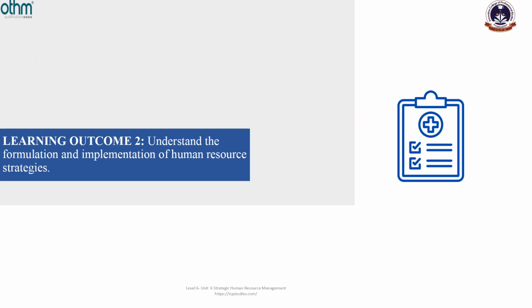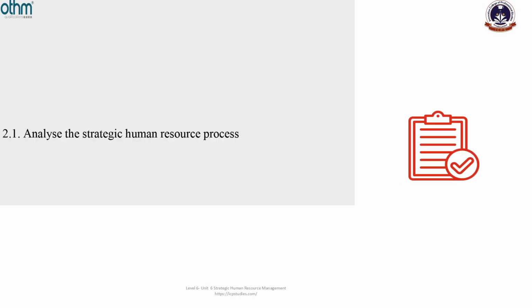Now we have the second learning outcome, in which we understand the formulation and implementation of human resource strategies. First, we have the first learning outcome, in which we analyze the strategic human resource process.